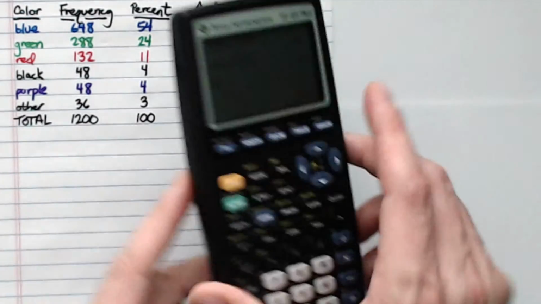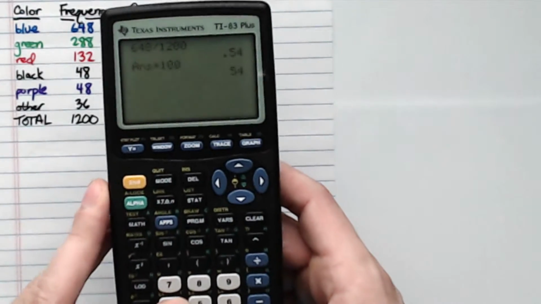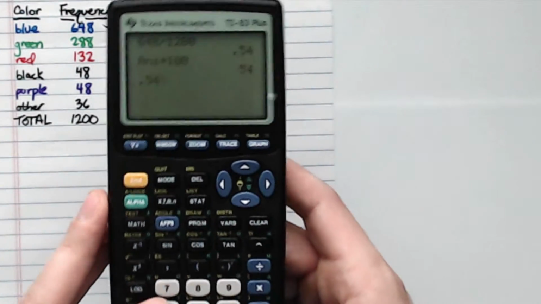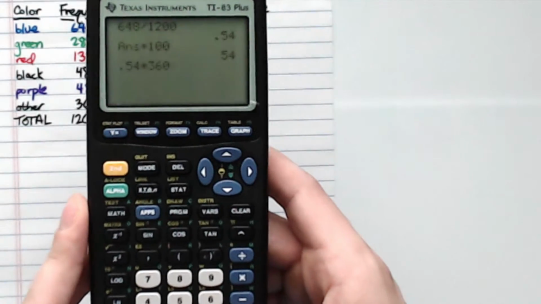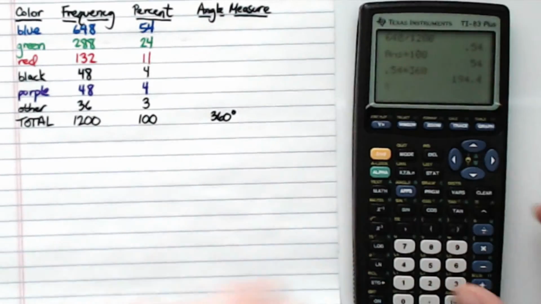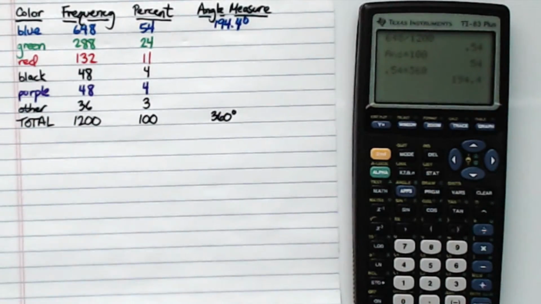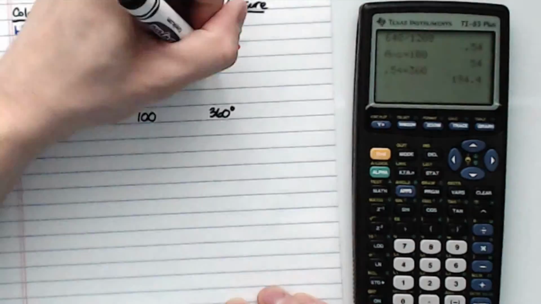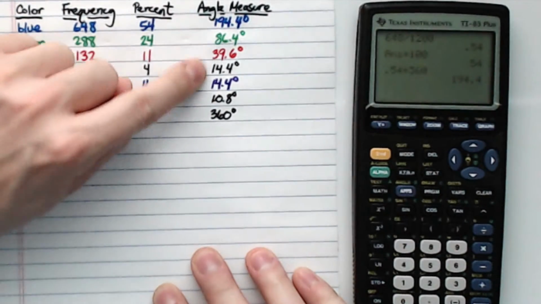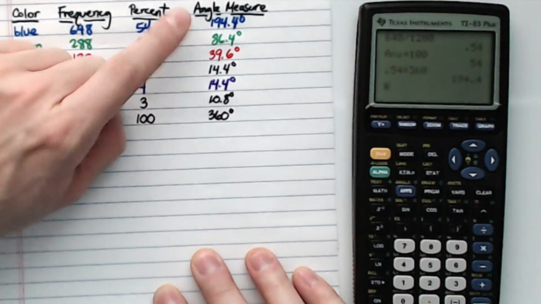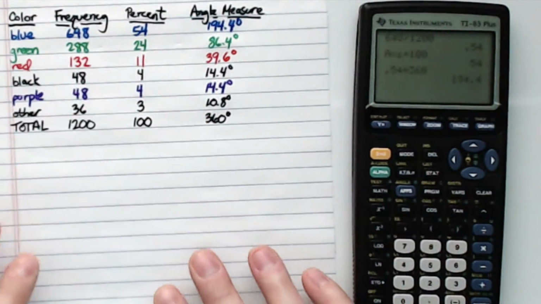So what I'm going to do is take that 54%, so that 0.54, and then I'm going to multiply it by 360, and then we'll get our angle measurement of 194.4. So I'm going to put that in for the blue, and then I'm going to repeat this for every single step down here really quickly. So if I added up all these parts of these angles, I would end up getting 360 degrees. So these are all the parts. This is the whole right here.